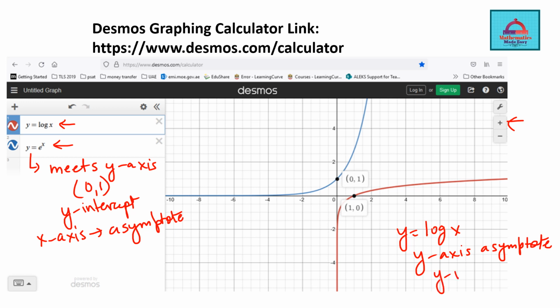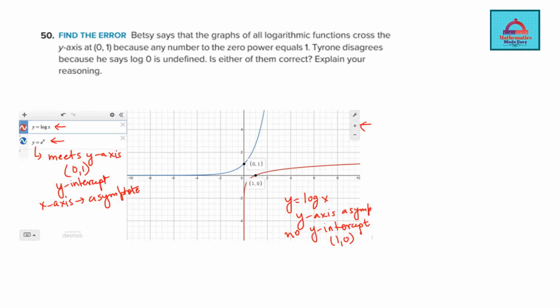So that means there is no y-intercept as this graph is not meeting the y-axis. However, it has an x-intercept which you can see at the point (1, 0). So I hope all of you have got your answer. Who's right, who's wrong, whether it is Betsy or Tyrone. So let's now summarize the answer.